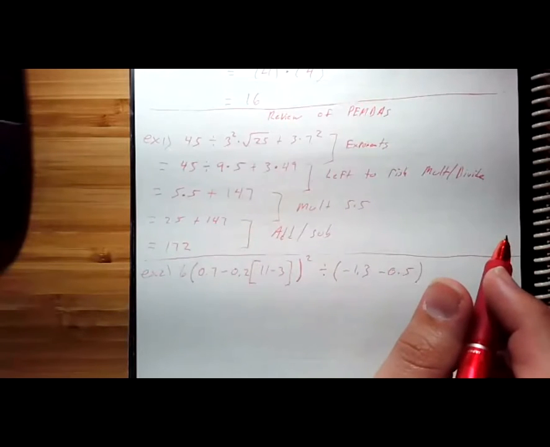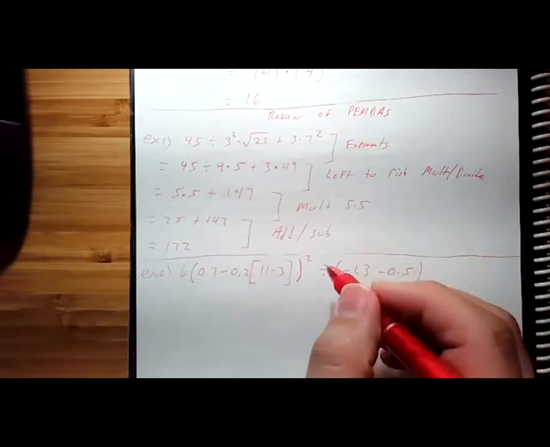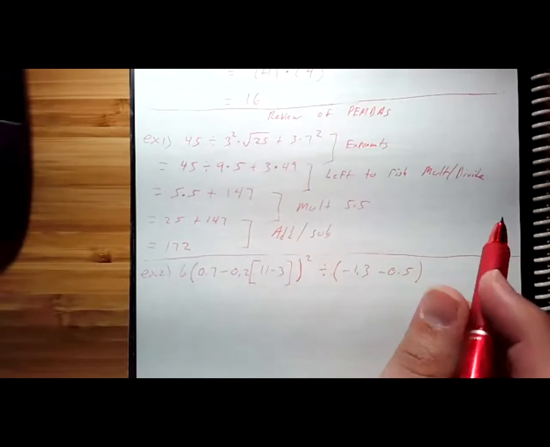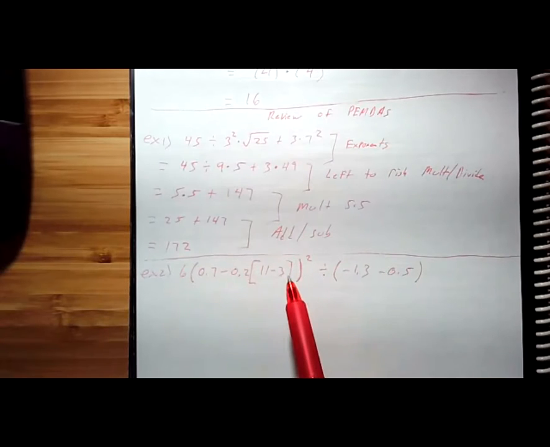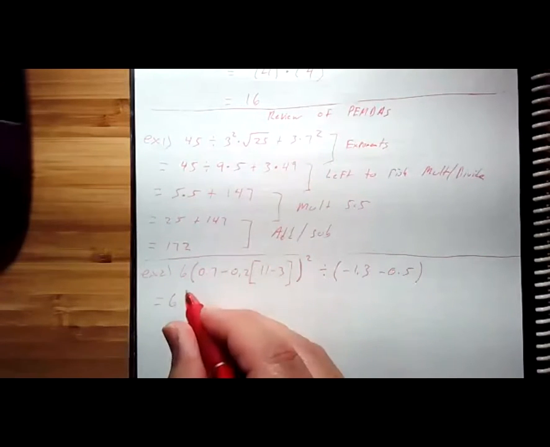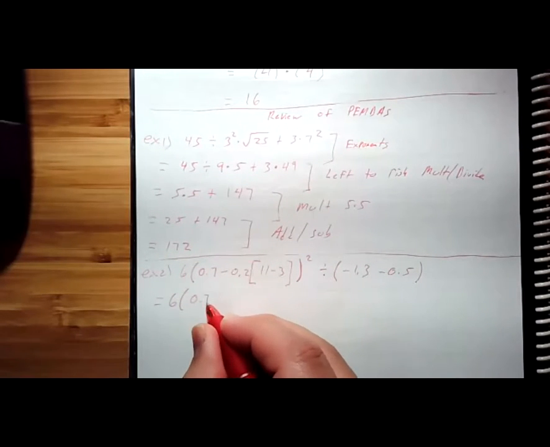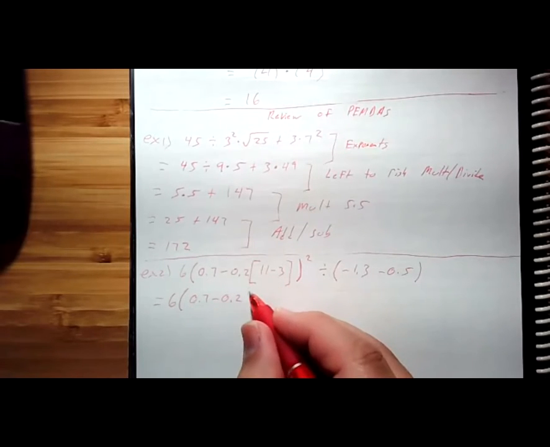So let's deal with stuff in parentheses, right? You should always start with the innermost parentheses. Notice how I have a parentheses here, right? And then one inside. So we got to start with this parentheses first. So 11 minus 3 is going to be right here. That will be 8, right?